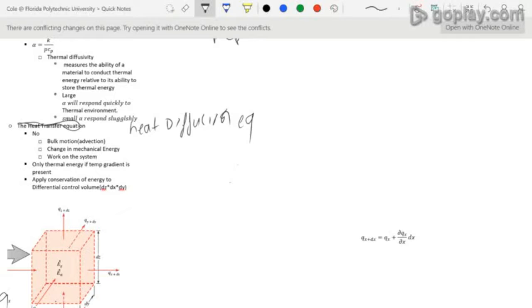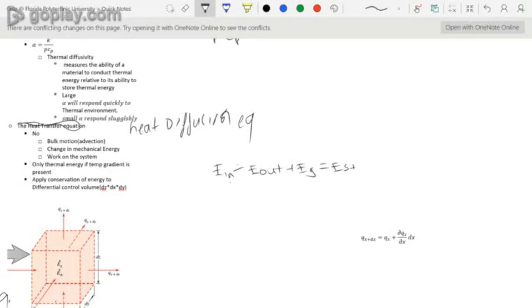And we're going to use what we did in 1.3, which is the E in minus the E out plus the energy generated equals the energy stored. And it's going to be on a rate basis. Remember, the dots mean rate.